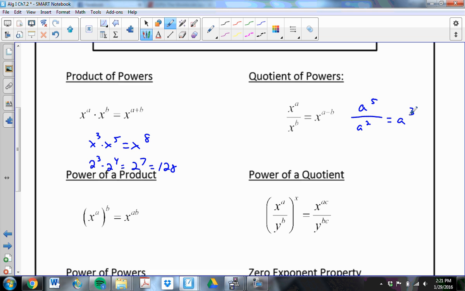You can always do what I say is when in doubt, expand it out. A to the fifth means you have 5 a's. A to the second means you have 2 a's. A over a is 1. Those two things cancel, and you're left with just a to the third on top.